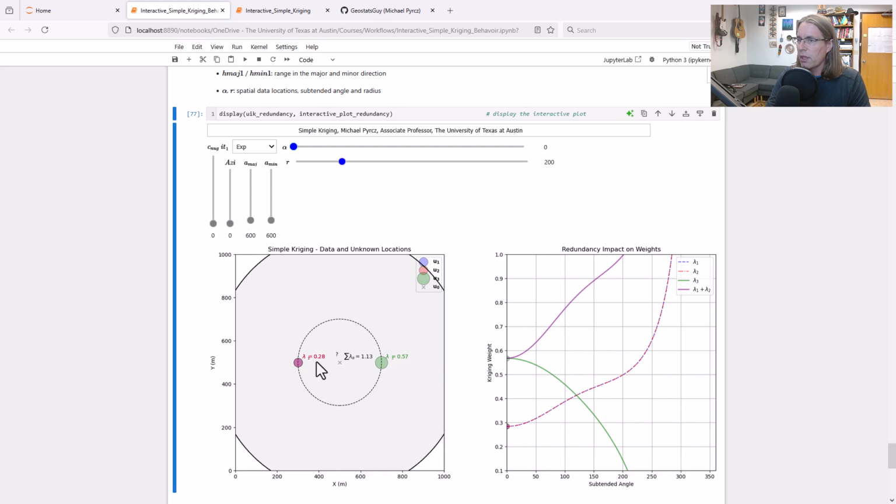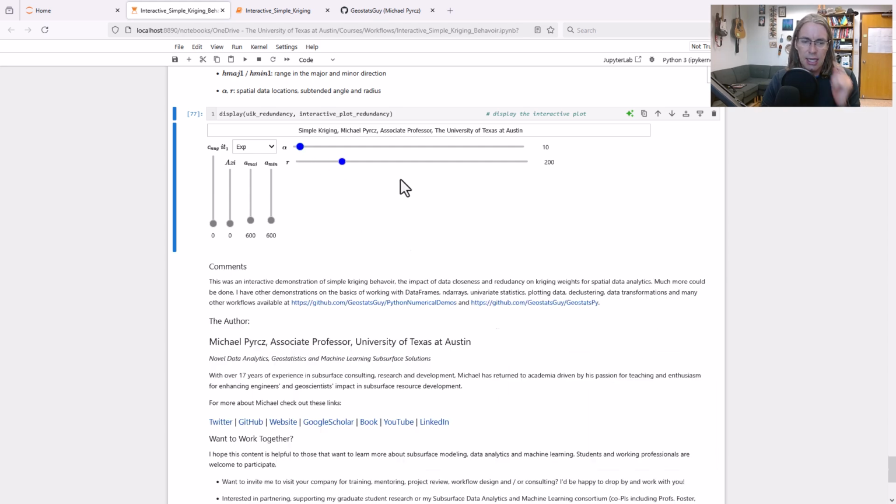Now, if you look within some type of rounding, when we're estimating at this unknown location right here, you can see that if you take the weight of blue plus the weight of red, it's about equal to the weight of green. In other words, they're completely redundant with each other, and they're just sharing the weight. And they're both equal to 1 green right there.